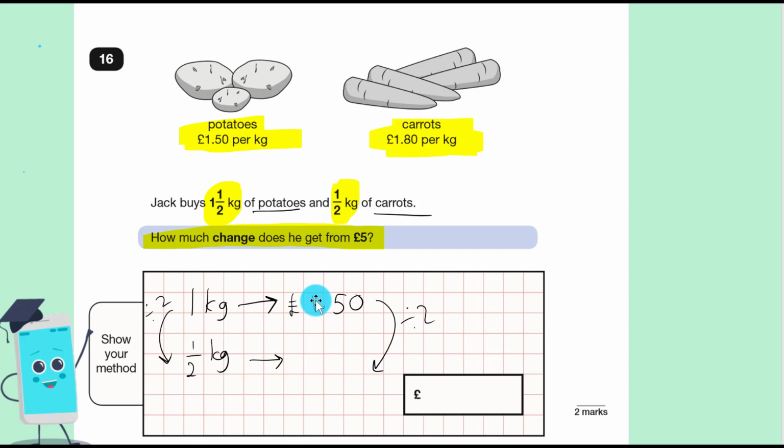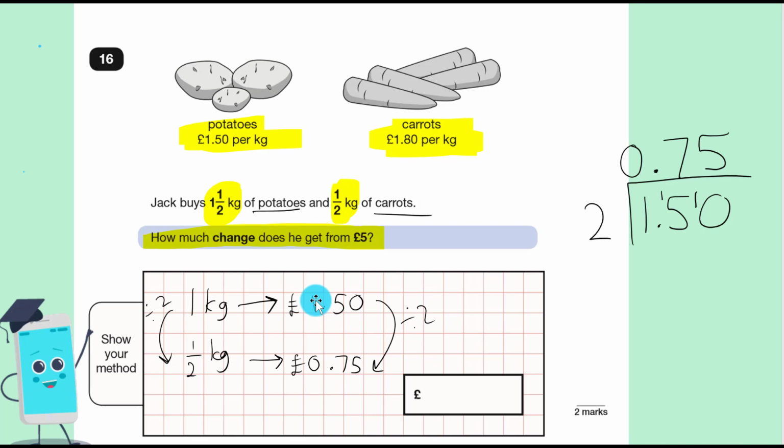Now you may be able to do it mentally. If you can't, I'm going to write £1.50 in a bus stop. My decimal point is here, so I'm going to put a decimal point here as well. And I'm going to divide it by 2. 2 does not go into 1. My 1 is carried over. 2 into 15 goes 7 times. 2 times 7 is 14, which means there's a remainder of 1. And 2 into 10 goes 5. So this is £0.75. So half a kilo is 75p and 1 kilo is £1.50.